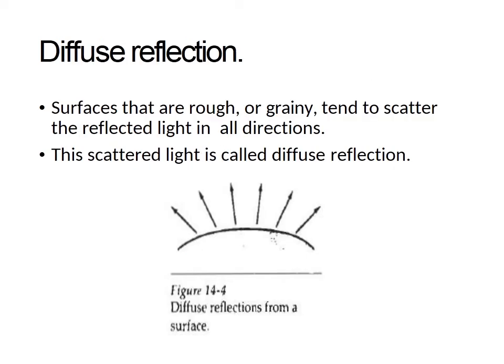Diffuse reflection: surfaces that are rough or grainy tend to scatter the reflected light in all directions. The scattered light is called diffuse reflection. The amount of incident light reflected by a surface depends on the type of material. Shiny materials reflect more of the incident light and dull surfaces absorb more of the incident light. For transparent surfaces, some of the light is also transmitted through the material.